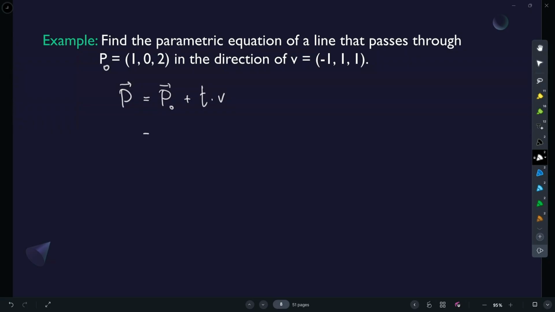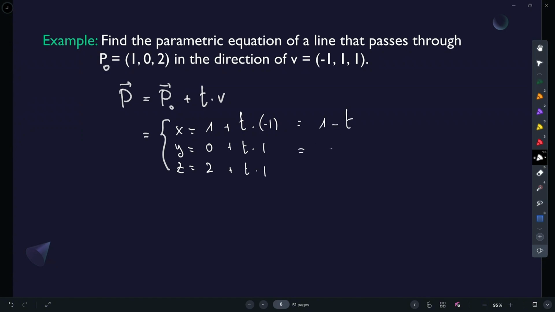And if I write that in coordinates, that is going to be its X, Y, and Z given by the point (1, 0, 2) plus T times the coordinates of the vector. So minus 1, T times 1, T times 1. So those are just 1 minus T, T, 2 plus T. So that is the parametric equation for that line. Okay, so the parametric equation for the line is given by this expression.